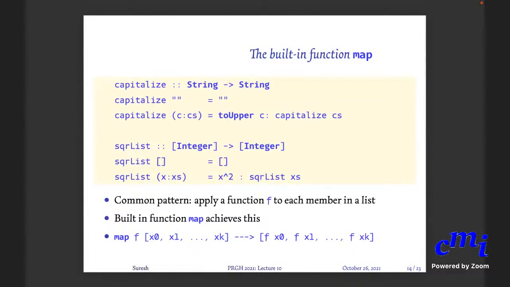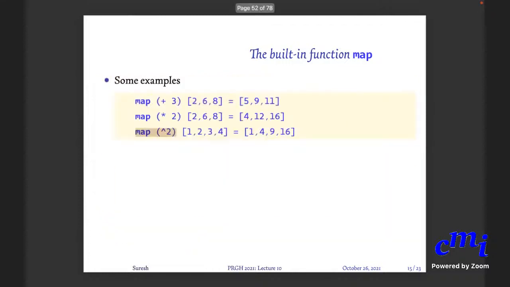Yes, tell me please, Nilabja. Sir, I was thinking it should be map of capitalize and the string. No. Map of toUpper. Exactly. Capitalize equals map of toUpper. Yes, you are mapping toUpper to every element of the list. So you can use built-in functions also.